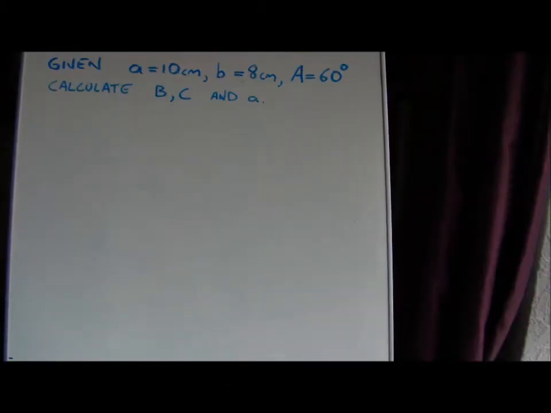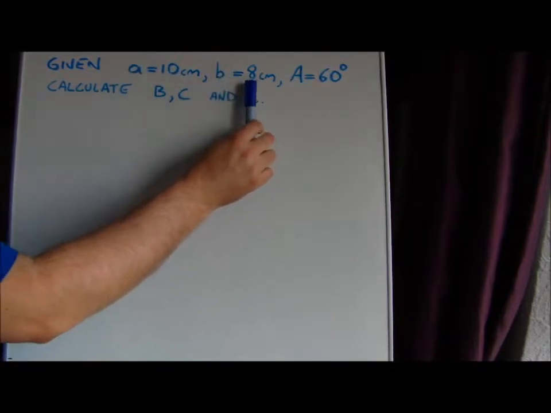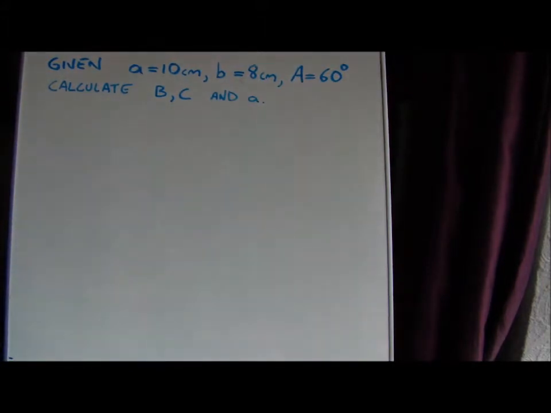In this problem we're given some sides and an angle in a triangle, and we have to calculate the missing angles and the remaining side. So we're given that side A is 10 centimeters, B is 8 centimeters, and angle A is 60 degrees.